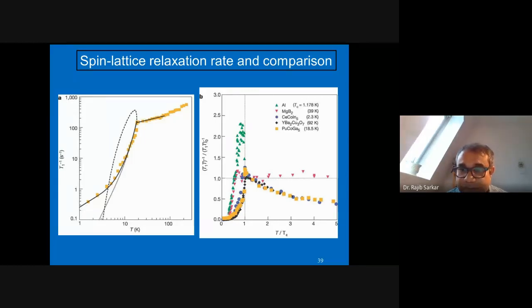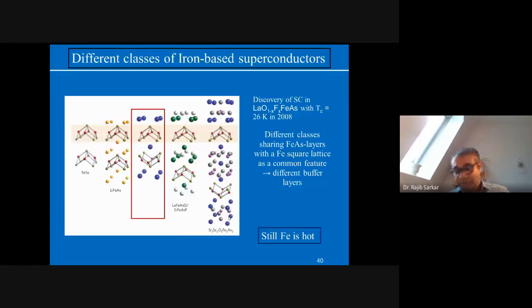Now, if you compare with other superconductors like magnesium diboride, aluminum, which is a BCS superconductor, cerium cobalt indium 5, and then plutonium cobalt gallium 5, you can see the Hebel-Schlichter coherence peak is missing there, and then you have an unusual gap symmetry opening as you enter the superconducting state. Anyways, that was the information you can get.